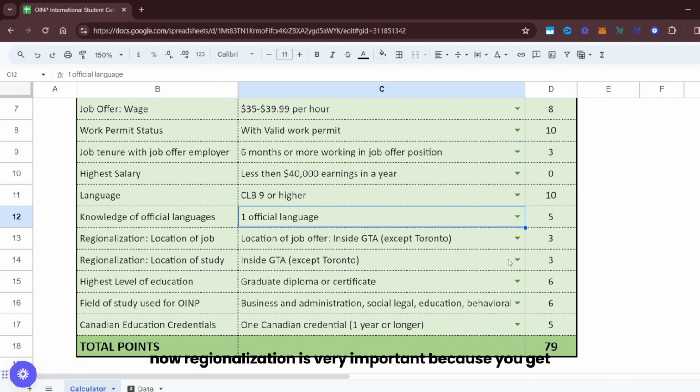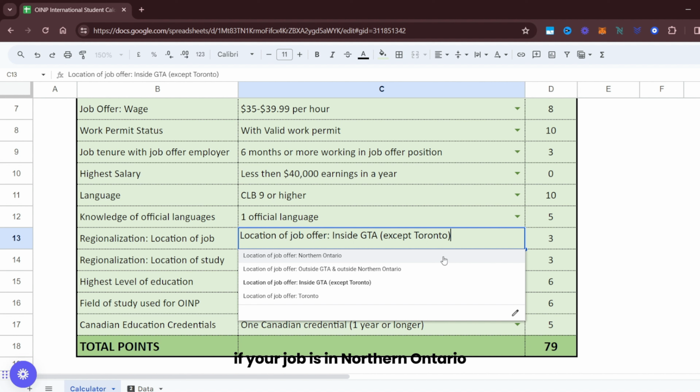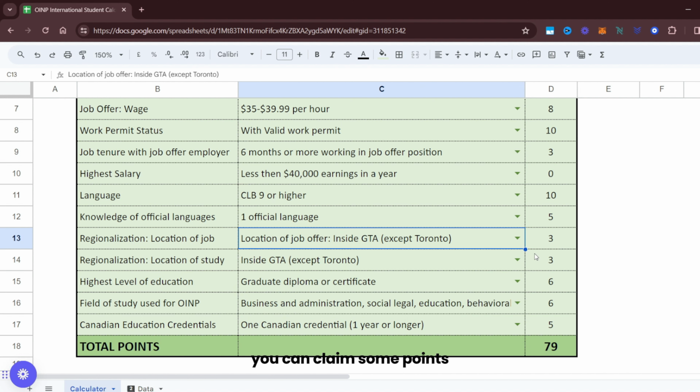Now, regionalization is very important because you get points in 2 different subcategories. The first one is location of your job. If your job is in Northern Ontario, you get maximum points. If it is within Toronto, you don't get any points. But if it is, let's say, around Toronto, GTA, Oakville, Mississauga, Milton, etc., you can claim some points. So I'm going to assume you got a job offer from Oakville, so you can claim 3 points.